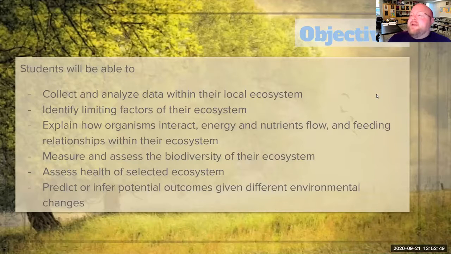It says you're going to collect and analyze data within a local ecosystem. You're going to identify limiting factors of the ecosystem, explain how organisms interact, all the relationships in the ecosystem. You're going to measure and assess biodiversity. That means all the different living things in your ecosystem. You're going to assess the health of the ecosystem and then predict or infer outcomes given different environmental changes. So again, these objectives are for the whole project. This is the stuff you should get out of doing this project.